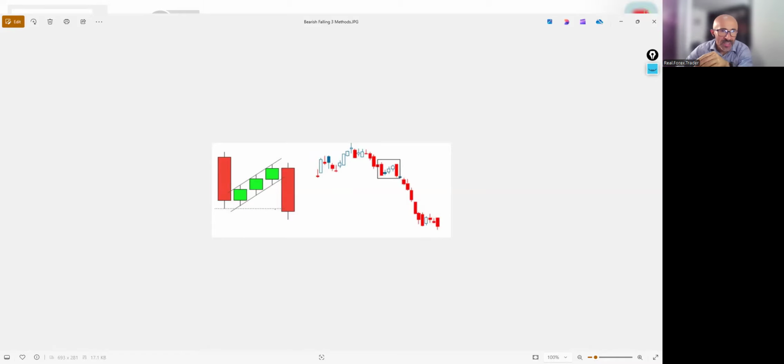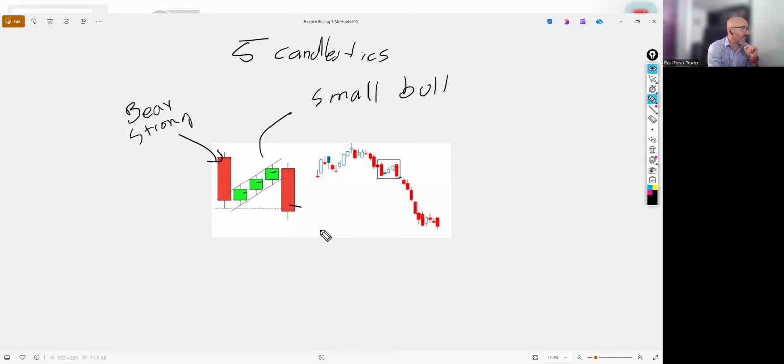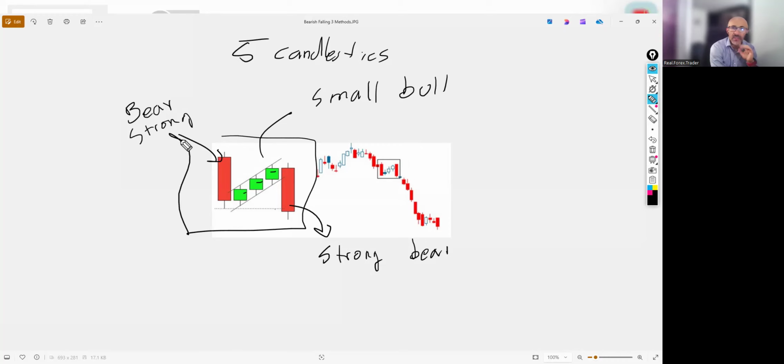What is the structure? This is an extended pattern because basically you can see this one with 5 candlesticks, right? So we can see a first strong bear candle, and we have 1, 2, 3 small bull candles and a final candle that is also a strong bear candle. What is the thing here? The ideal scenario is to see this graphic like that in the charts.